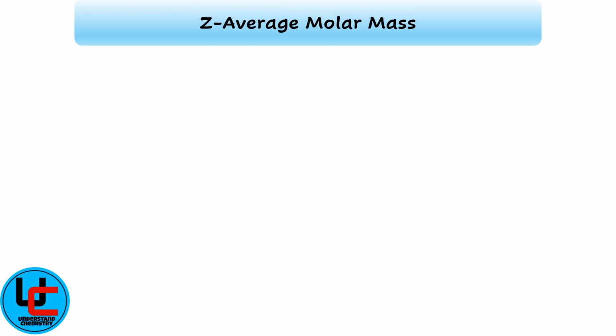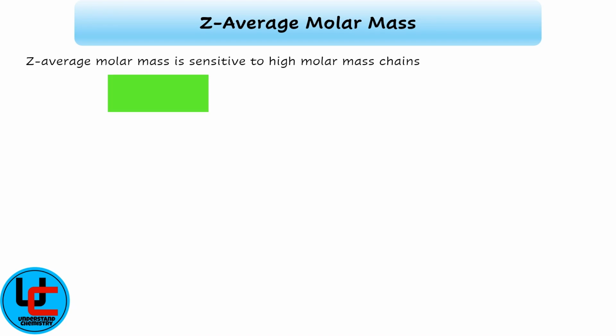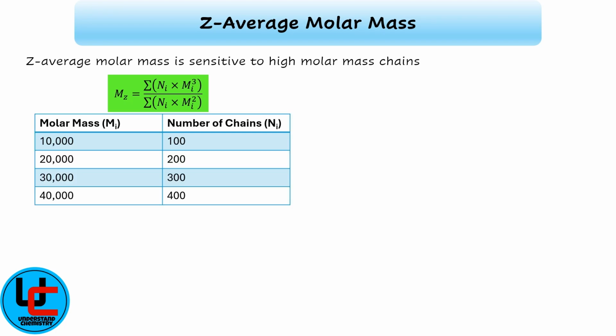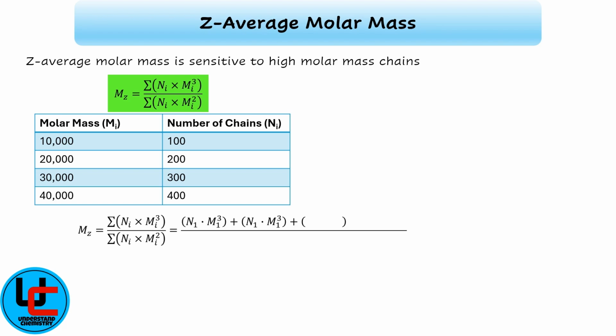Now let us talk about Z-average molar mass. The Z-average molar mass is particularly sensitive to high molar mass chains, making it critical for understanding the behavior of polymers with a wide range of molecular weights. The formula of the Z-average molar mass is shown here, where Ni is the number of chains at a particular molar mass Mi. In this example, the table lists molar mass Mi and number of chains Ni.